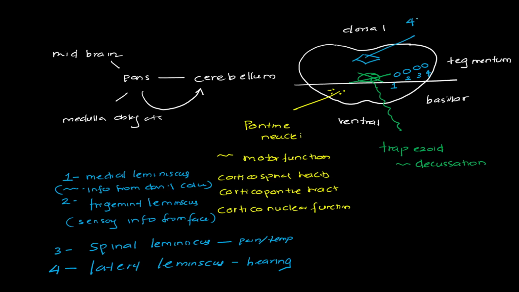fourth ventricle. Then there's a white fiber content that is present at the most dorsal aspect. This even forms the roof of the fourth ventricle. This is given the name superior medullary velum.